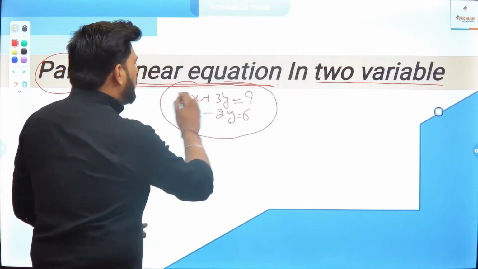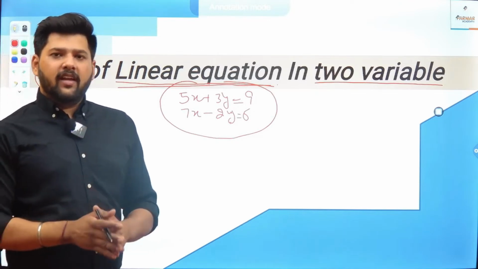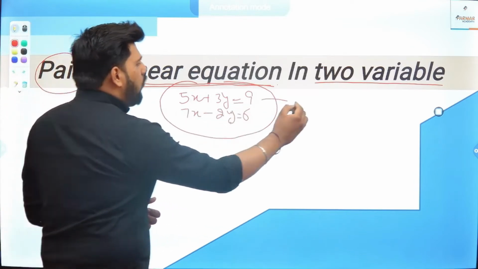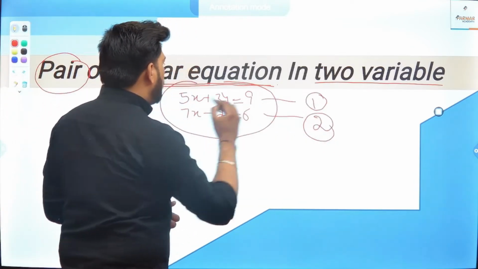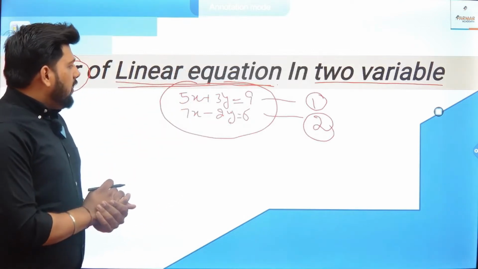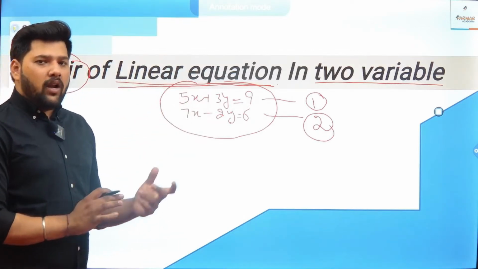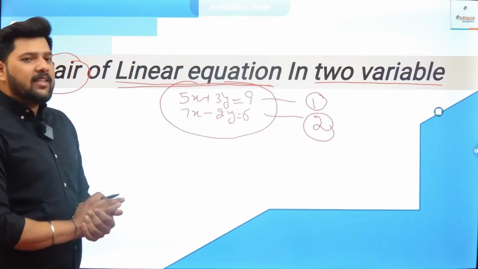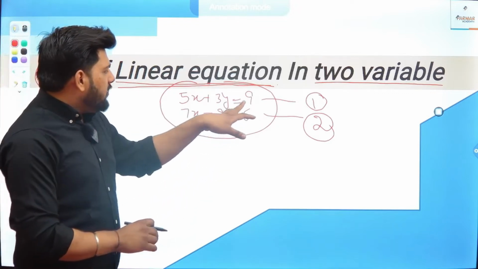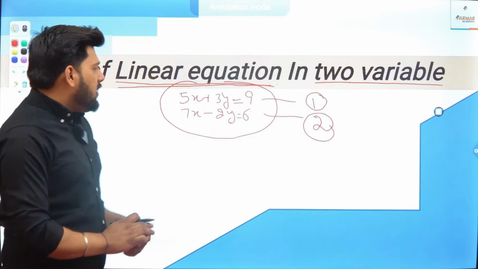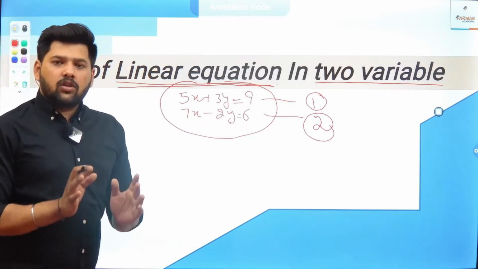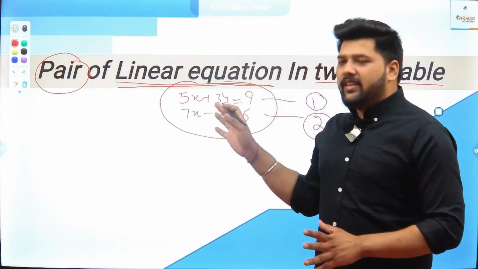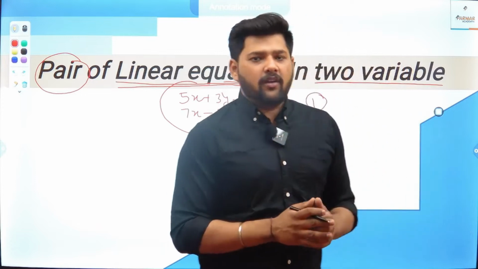So look at here, this is one of the example of pair of linear equation in two variable. So first of all, pair, there are two equation number 1 and equation number 2. So this is a pair of linear equation. Look at here, the degree of the equation is 1, the power of x is 1, power of y is 1. Similarly in the second equation also, the equality signs are there, and two variable means there are two variable x and y. So this is one of the example of pair of linear equation in two variable. Now in this chapter we have to deal with such type of equations.